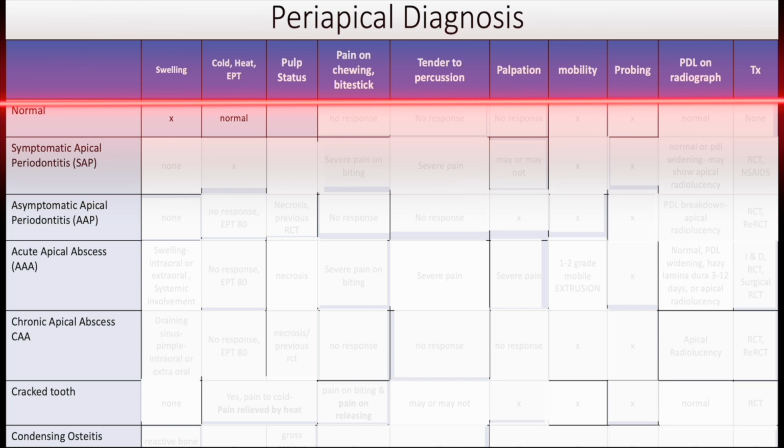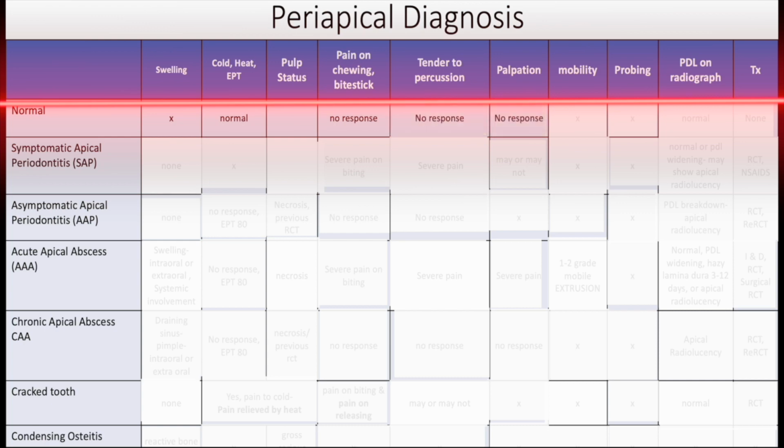Pain on chewing and bite stick, there will be no response because the periodontium is normal. Even if the pulp is inflamed and periodontium is normal, then you will not see any response due to the bite stick chewing or pain on chewing or pain on biting. Same as with tender to percussion, no response.